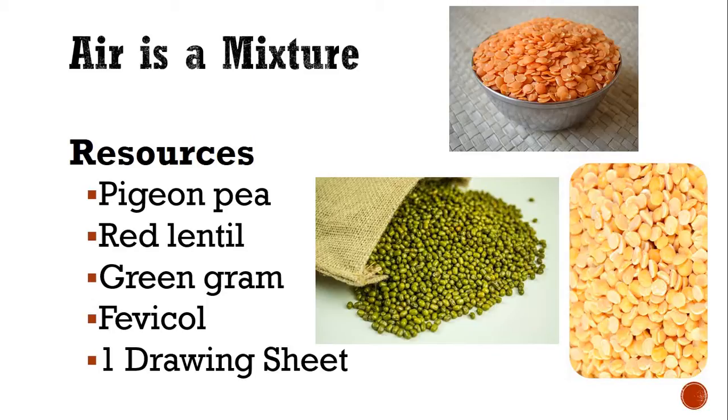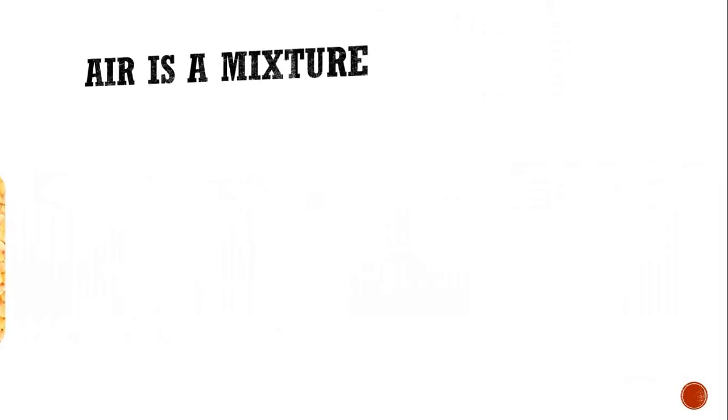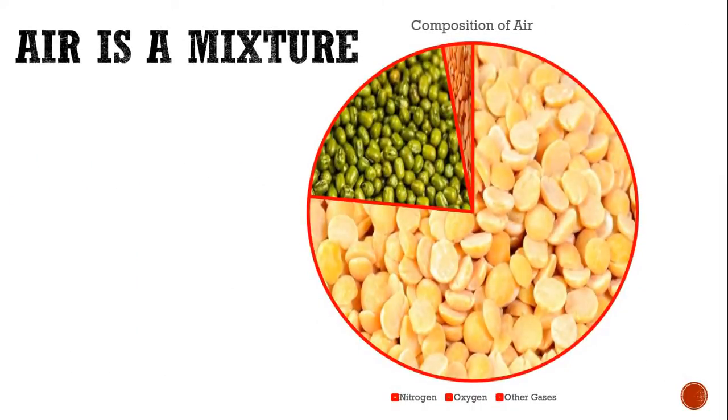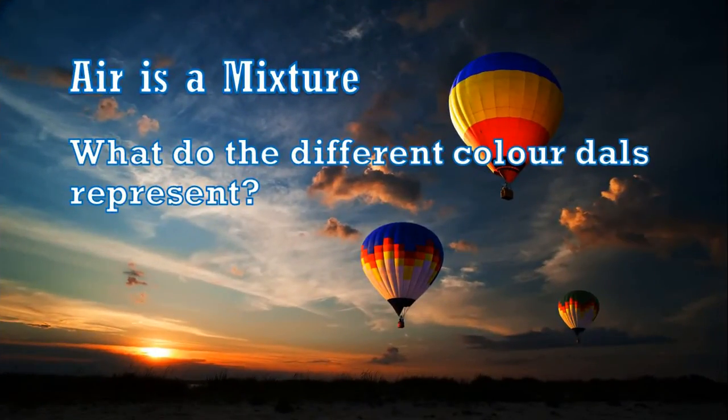Now let's see the result of the activity. This is the pie chart that shows the composition of air. Okay. Now tell me, what do the different colored dals represent? Yes, it represents gases. The different colored dals represent the different gases which make up air.